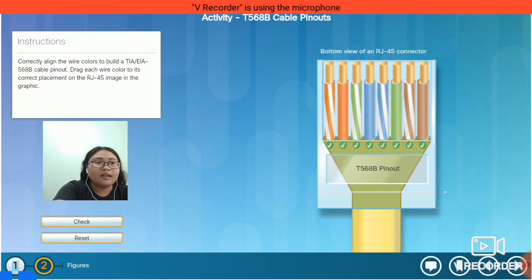The colors are white green, green, white orange, blue, white blue, orange, white brown, and brown.